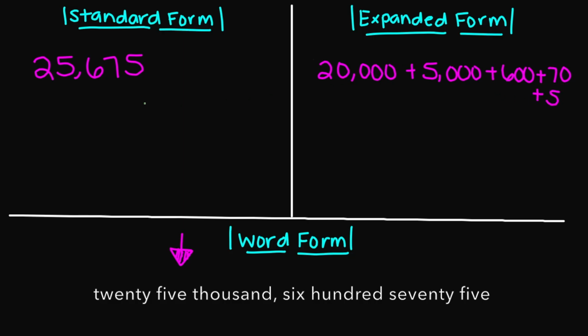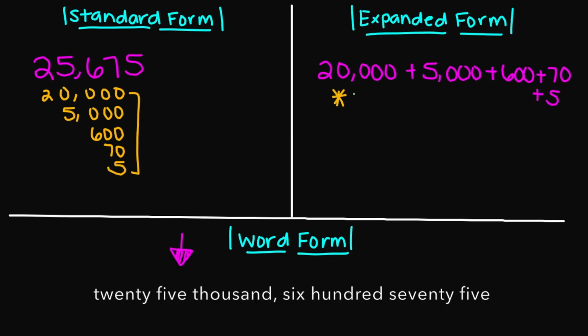And remember to check your work, to check your expanded form, you're going to do 20,000 and then plus 5,000 here and then 600 and then 70 and 5. So this is your expanded form here, which is what we have here.